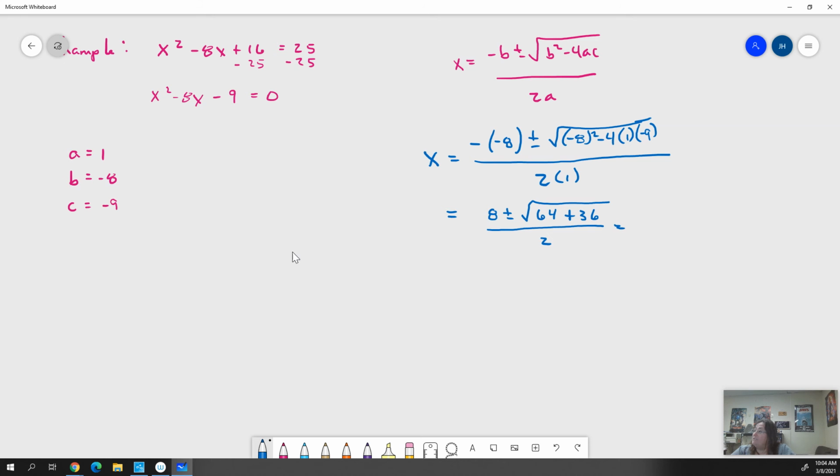64 plus 36 is 100. So I have 8 plus or minus the square root of 100 over 2. What is the square root of 100? Yes, sir. So we have 8 plus or minus 10 over 2. And that's going to give us 2 solutions, right?